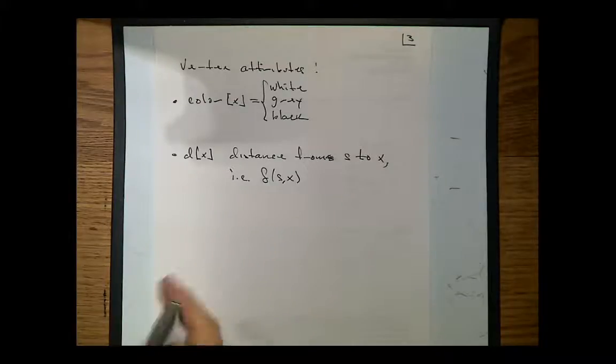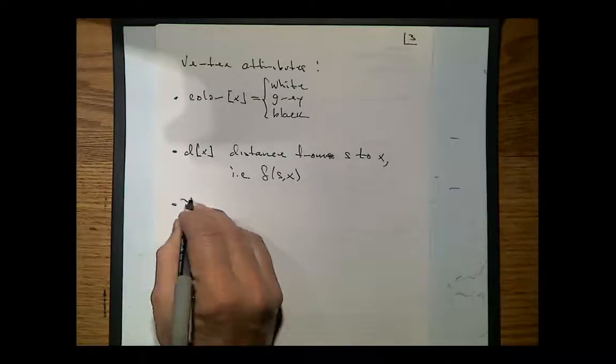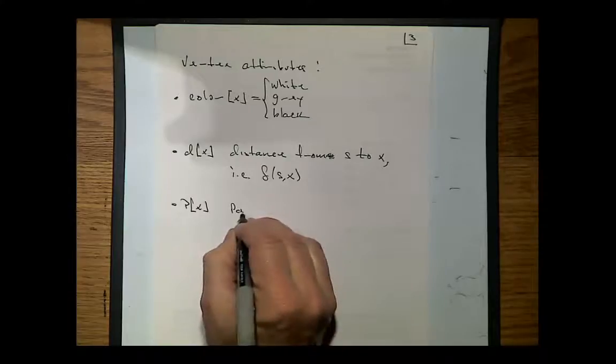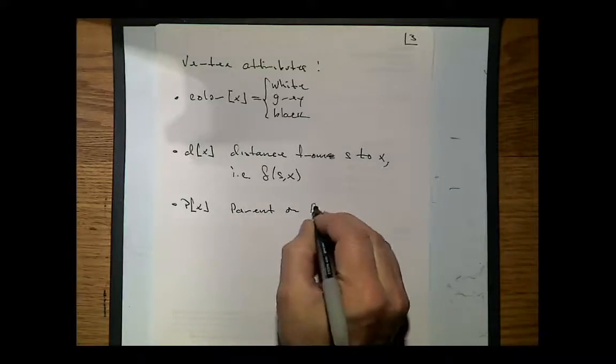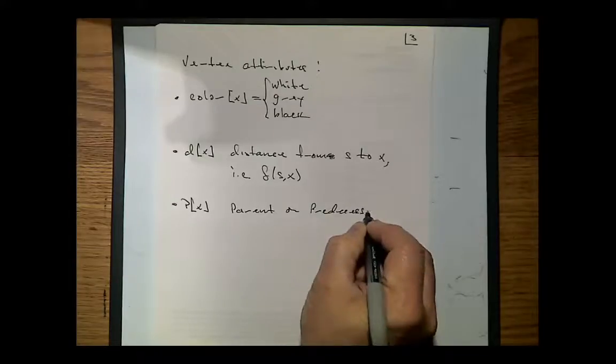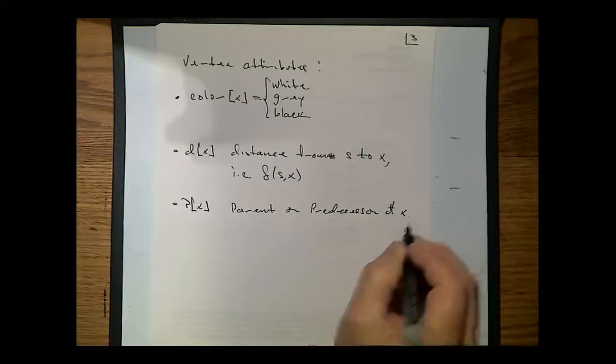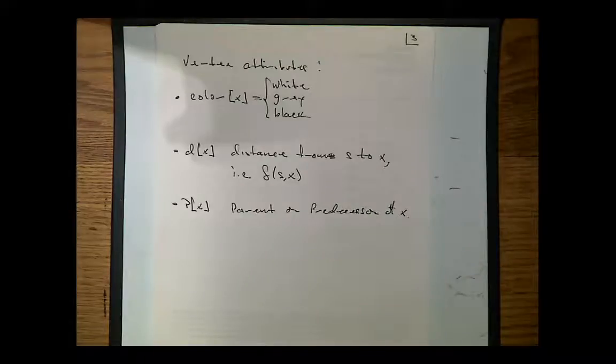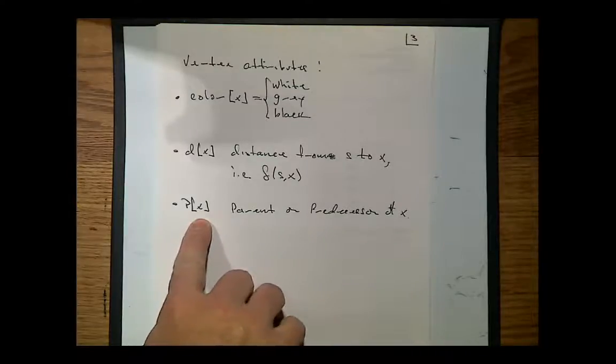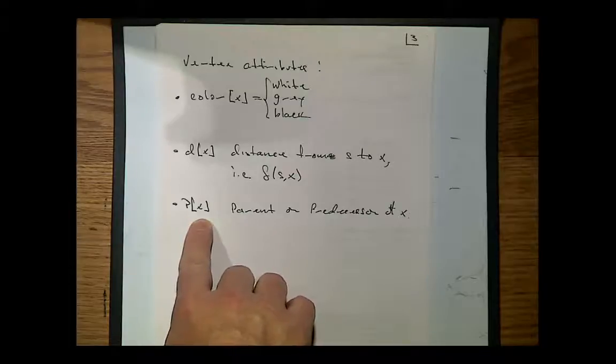Okay? And then the last one is p[x]. This is the parent or predecessor of x. So when I say predecessor, this explains how we're going to store this tree, this BFS tree, mentioned in item 3 here. We store it by keeping track, for each vertex that's reachable from the source, of the vertex that I have to get to one step before this one. So p[x] is the predecessor of x along a shortest S-x path.